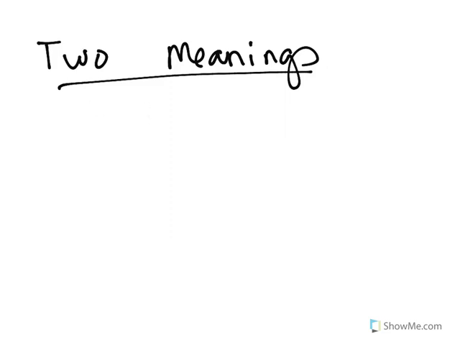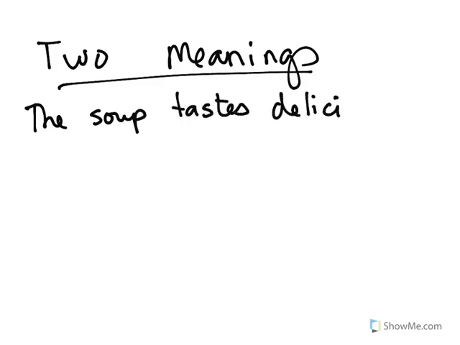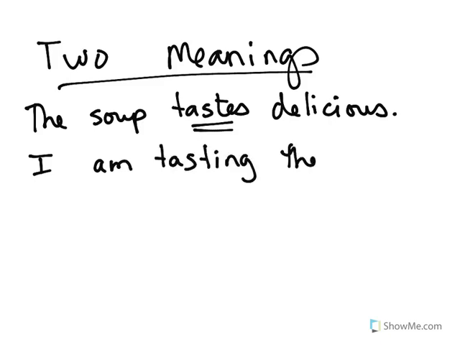that's not what I wanted to do. If I say the soup tastes delicious, right? In this case, taste is a perception verb. It's a non-action verb. I'm just describing the taste of the soup. There's no action happening. But if I say something like this, I am tasting the soup. Now all of a sudden, the action is there. The action is that I'm physically bringing the soup into my mouth. Right? I'm slurping it up with my spoon. So there's a physical action happening.